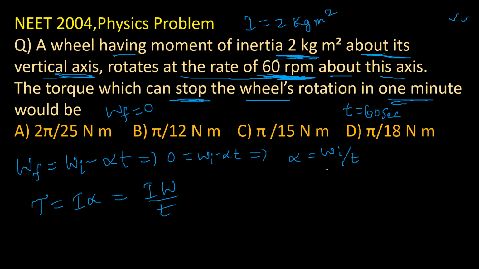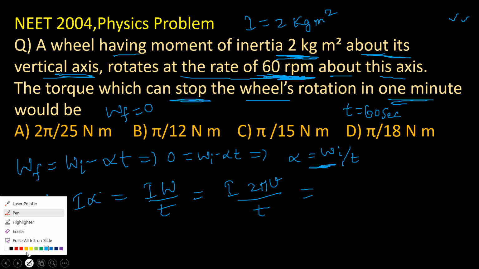So this is alpha only, right? Instead of this one we substituted here. Okay, now I into 2 pi v by t, 2 pi. Now we know what is I, 2.